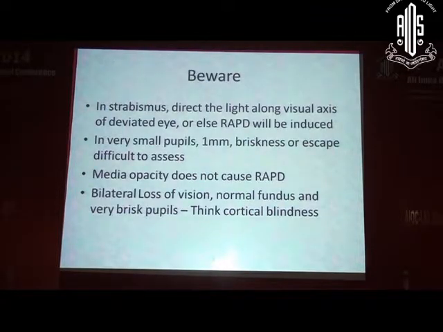Beware, these are some points which you have to keep in mind. In strabismus, you have to shine the light directly along the visual axis of the deviated eye, otherwise you will not get a clear RAPD. And in very small pupils, you may not get the briskness of escape of the pupil. Media opacity cannot cause RAPD. The RAPD, if elicitable, is due to optic neuropathy. Bilateral loss of vision and normal fundus with very brisk pupils means it is cortical blindness. Problem is not in the eye.